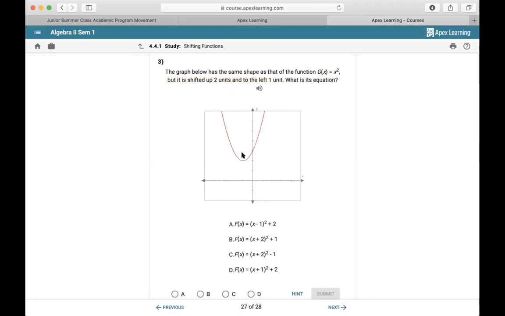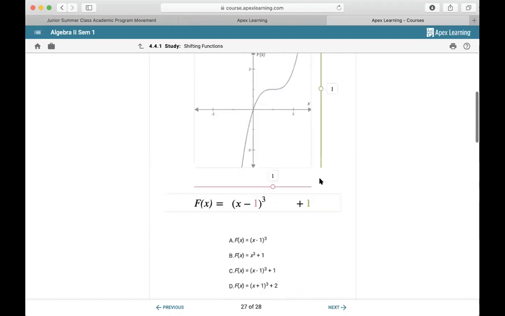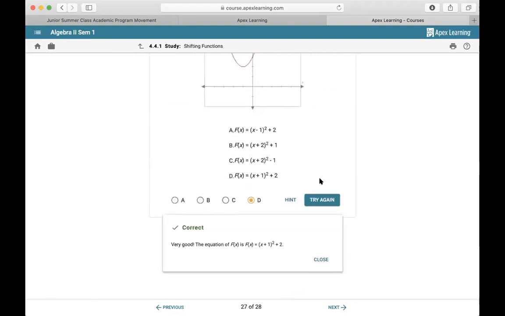So if we're not looking at the graph here, if we're just looking at these words, it's shifted up 2 units. So that means I'm going to have a +2 at the end of my equation. So I'm either going to be A or D here. And then 1 unit left. That means I've got to add 1 unit inside my square here. So I am dealing with letter D on this one.